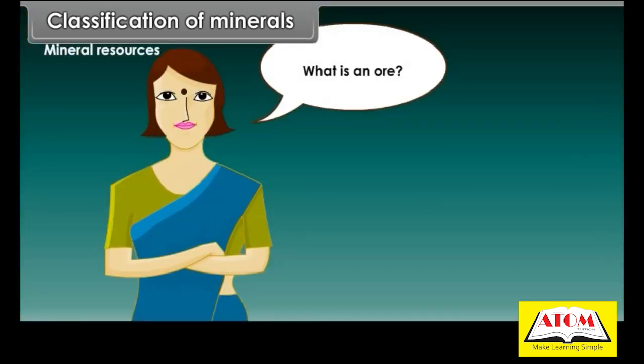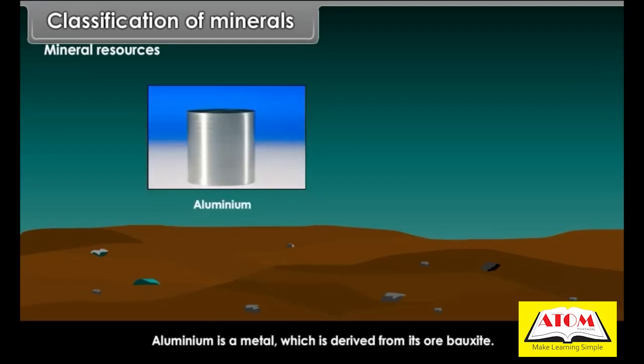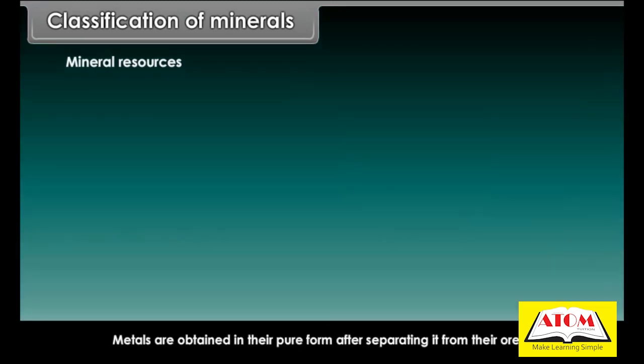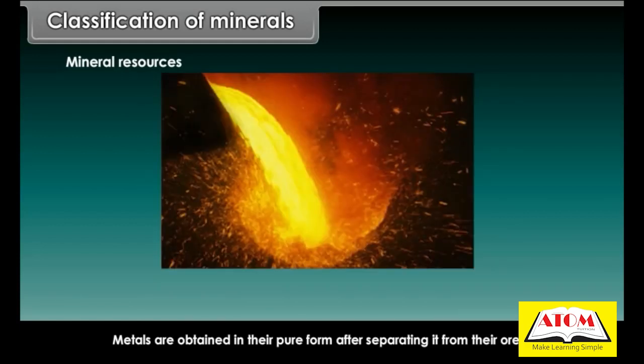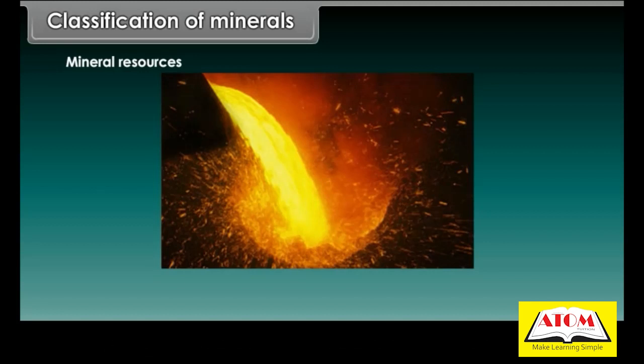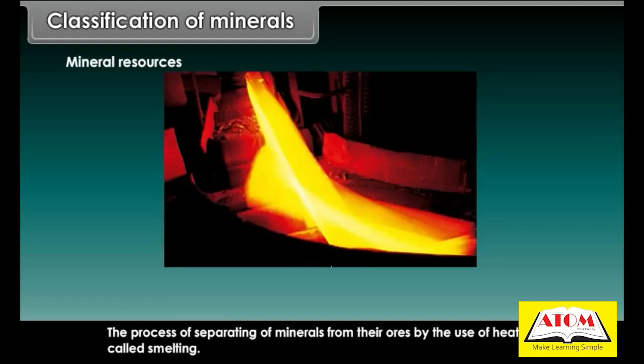What is an ore? An ore is the natural accumulation of metals or valuable minerals in a concentrated form along with several impurities. Example: aluminium is a metal which is derived from its ore, bauxite. Metals are obtained in their pure form after separating them from their ores. The process of separating metals from their ores by the use of heat is called smelting.